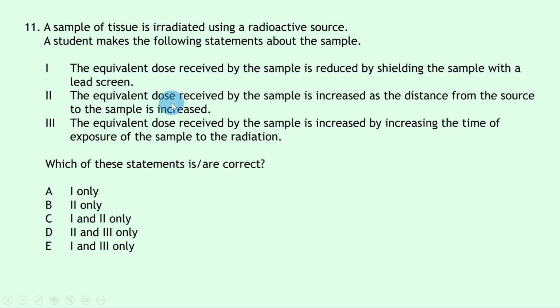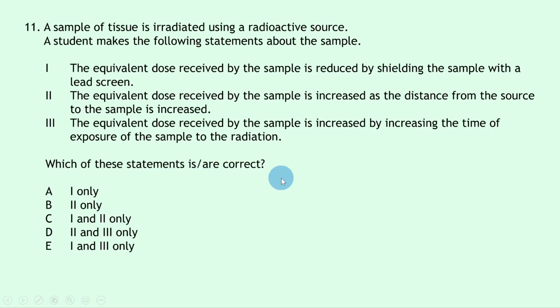Statement 2 says that the equivalent dose received by the sample is increased as the distance from the source to the sample is increased. And lastly, statement 3 says the equivalent dose received by the sample is increased by increasing the time of exposure of the sample to the radiation. Which of these statements is or are correct?